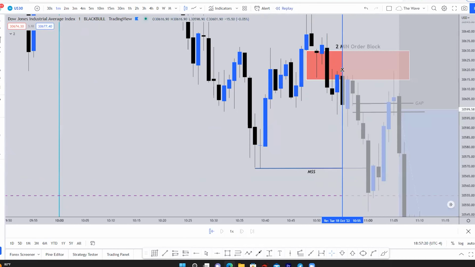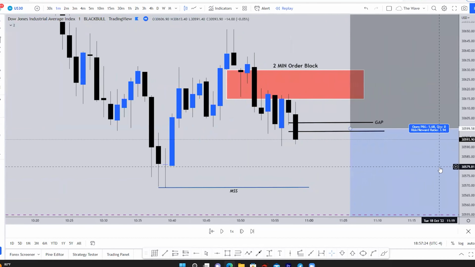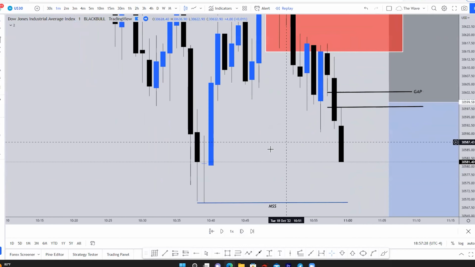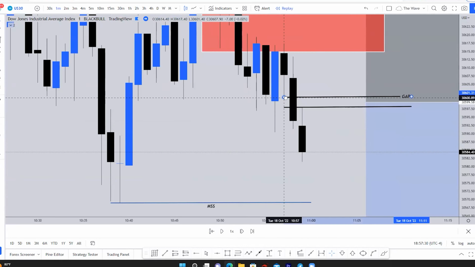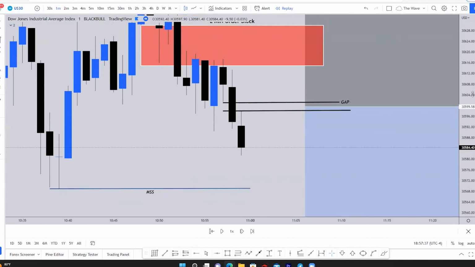We can just turn on replay real quick, just for learning purposes. We had this gap here from this wick to this wick. There was a gap right in there. So that's where I was looking for market to come back up and enter.